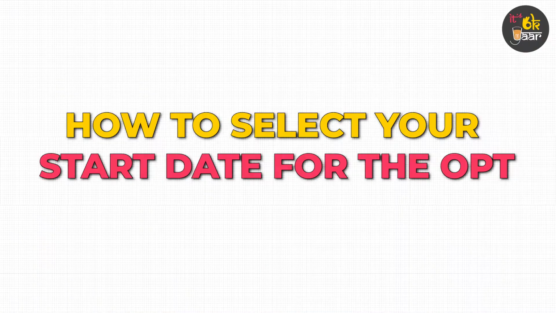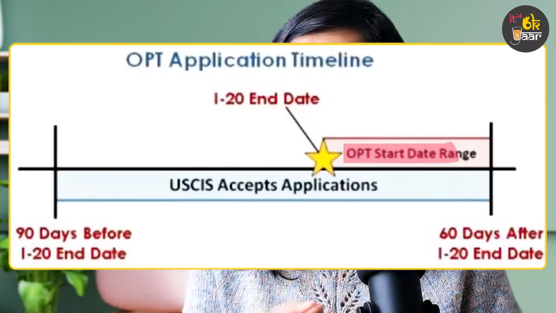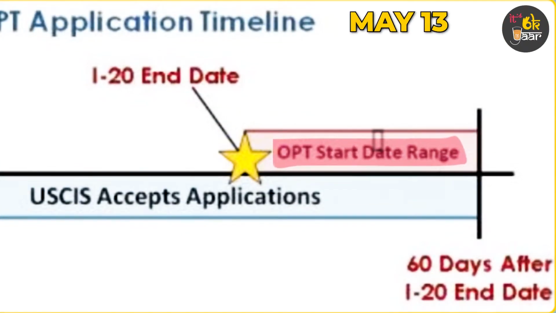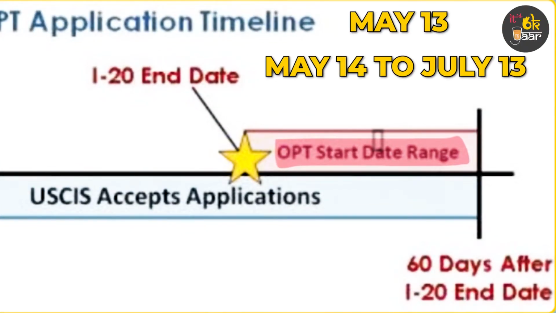Now that we have discussed this, let's discuss how to select your start date for the OPT. As per USCIS, the OPT start date needs to be within 60 days of your graduation. So for example, if you are graduating on May 13th, you can select your OPT start date anytime between May 14th to July 13th. Since you only get a year of OPT, the natural inclination of most people is to choose a later start date to fully utilize their OPT.